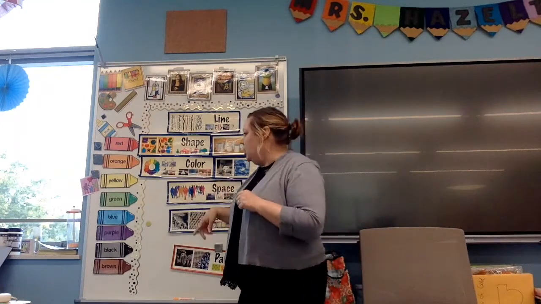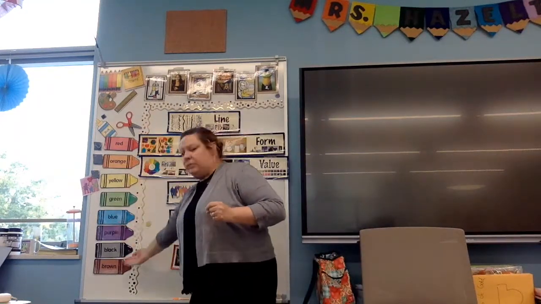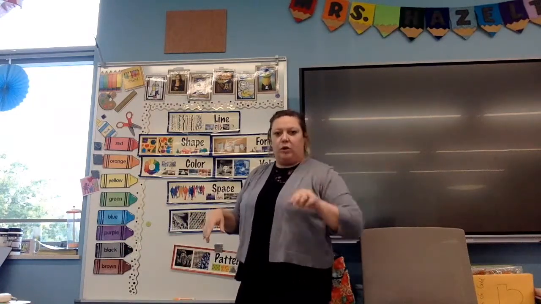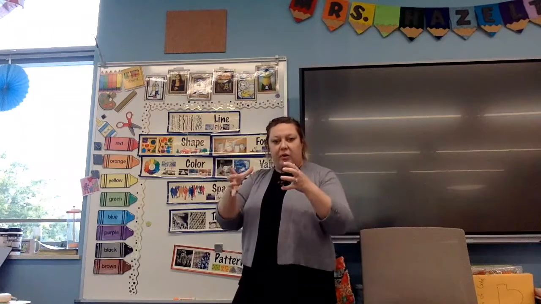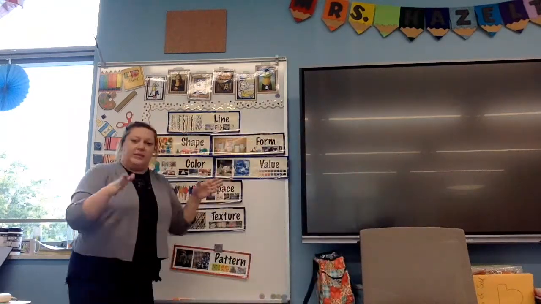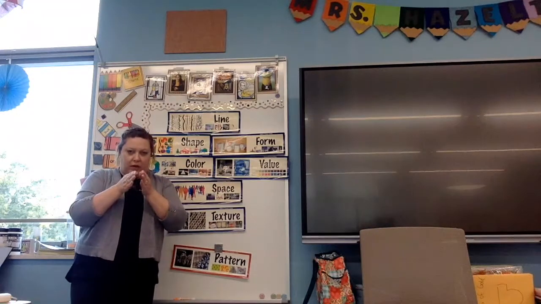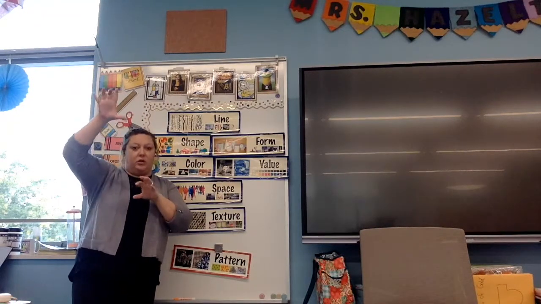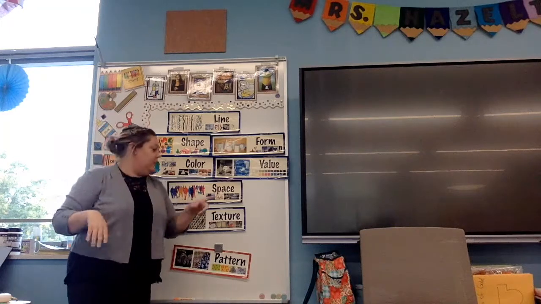Okay. Color, red, orange, yellow, green, blue, purple, black, brown. In art, we learn about primary colors. We learn about warm and cool colors. We're going to be learning about tertiary colors. Whoa, big word. Value. Value is the light or dark of a color, okay? It's not just red. It could be dark red. It could be pink. It could be light red.